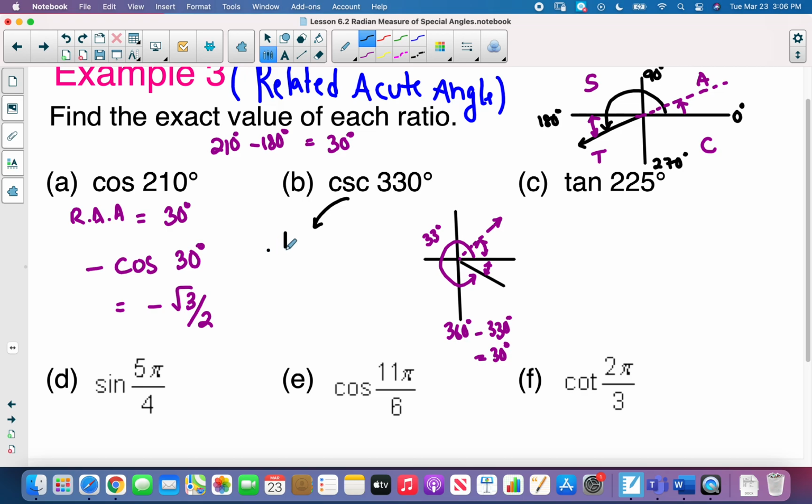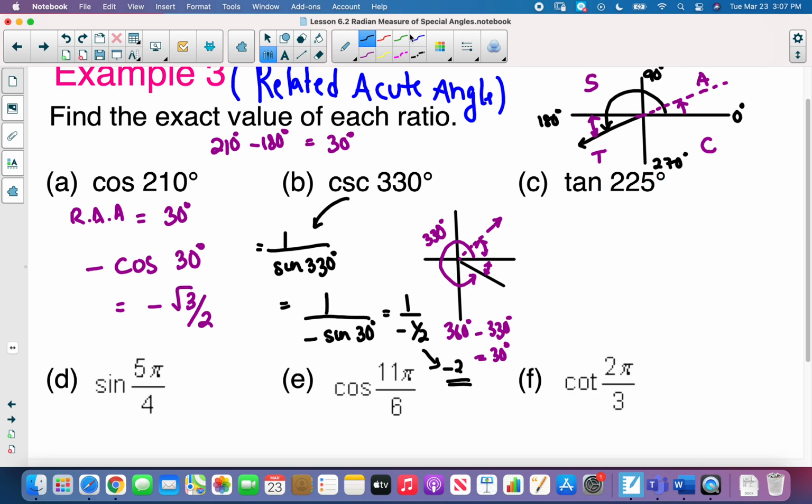Cosecant is a reciprocal of sine, so it's 1 divided by sine 330 degrees. And sine 330 degrees is the same as sine of 30 degrees. But 330 is in the fourth quadrant where sine is negative. So my answer will be negative of whatever sine 30 is. So it's 1 divided by negative 1/2, which I don't have space here, so I'm just going to write it here, is negative 2. Okay.